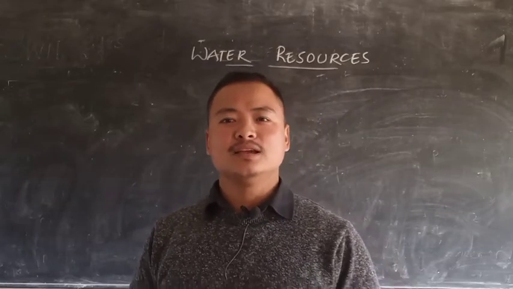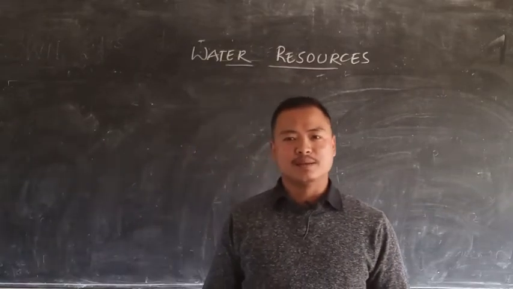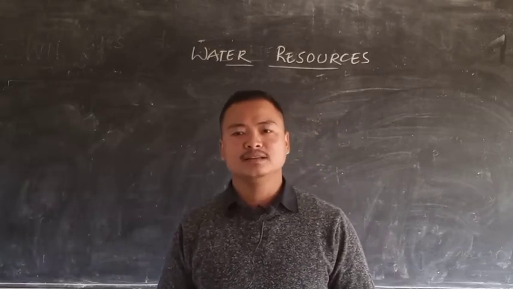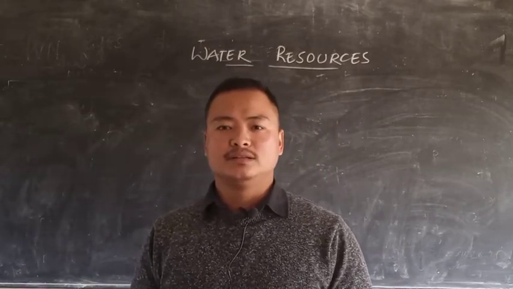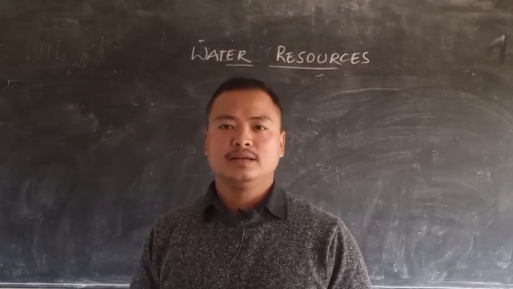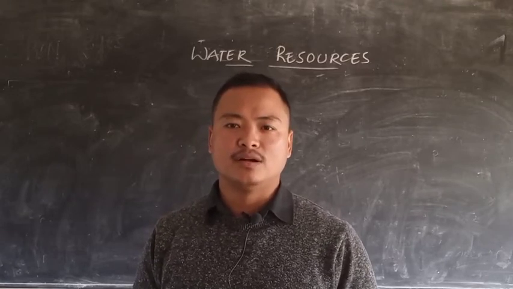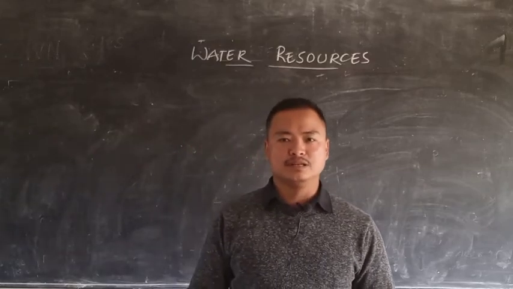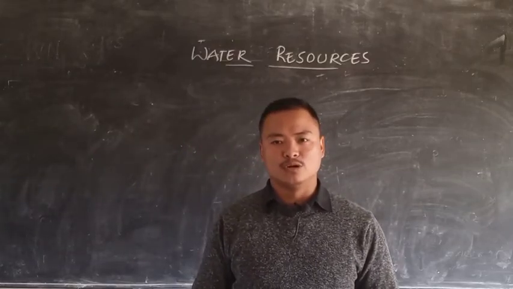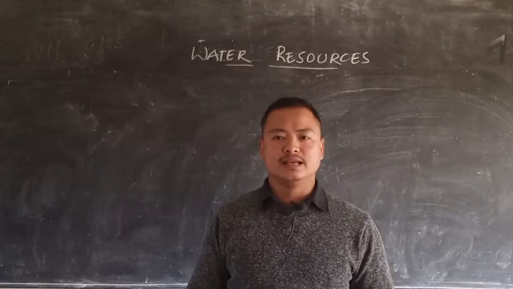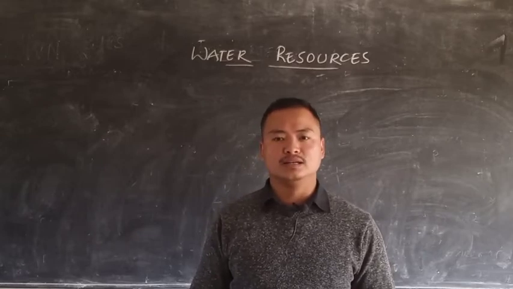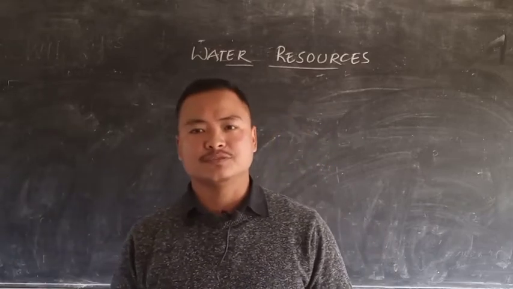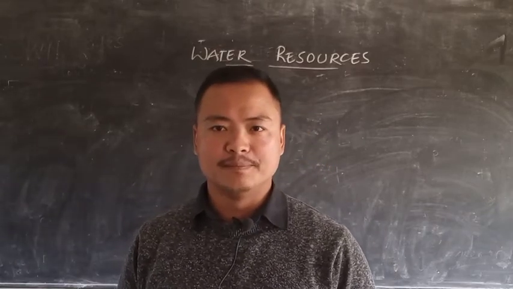Today in this class, we will be discussing the chapter Water Resources. Specifically, the topic Traditional Methods of Irrigation Practice in India. As in the earlier chapter, we discussed the various sources of water and also the irrigation practice in India and why it is so necessary. So today we will be discussing the different types of irrigation that are practiced in India.